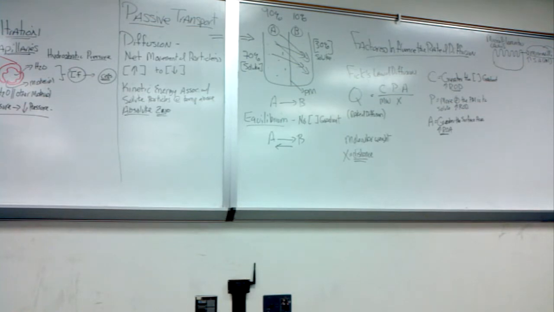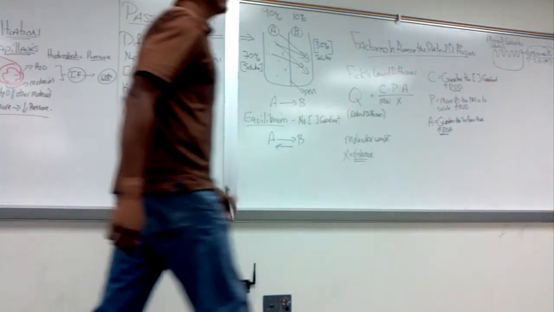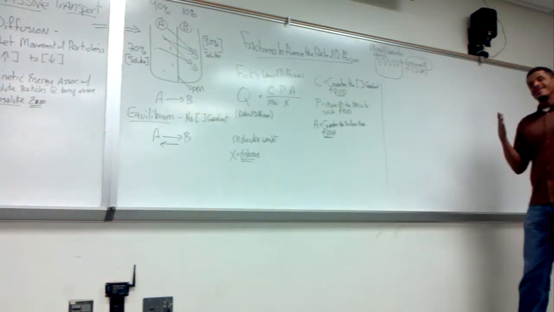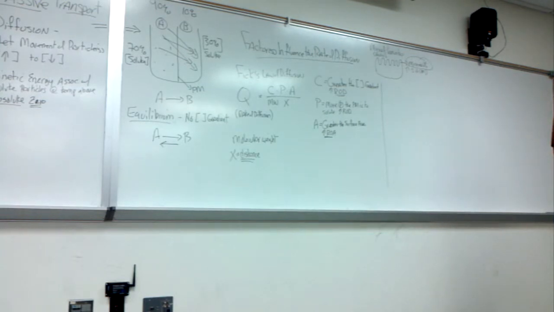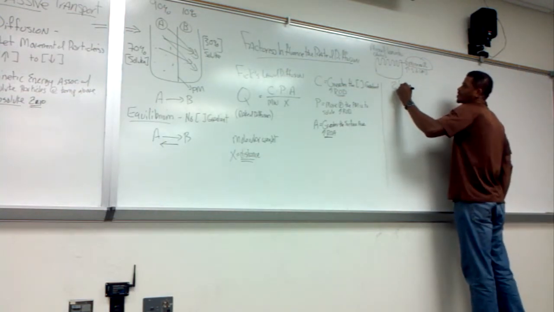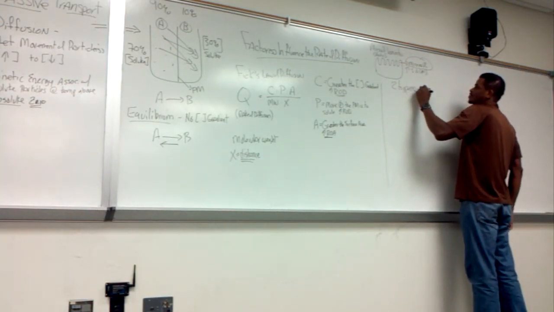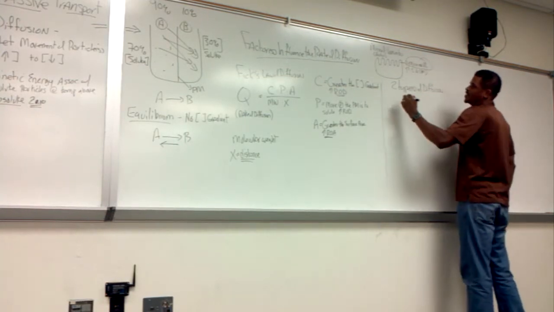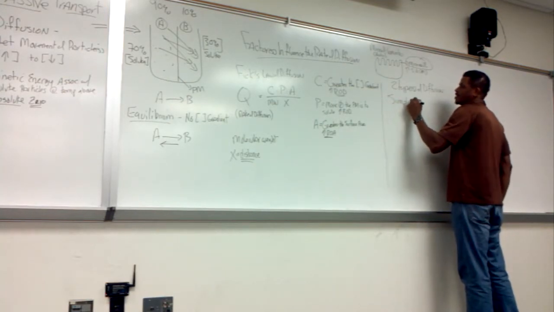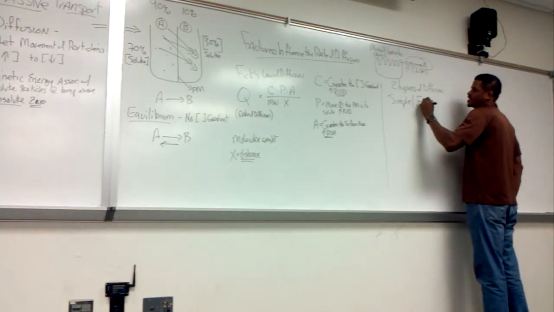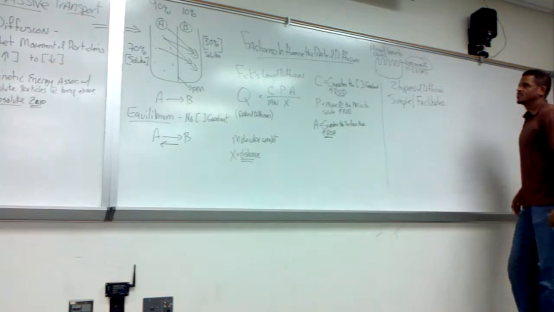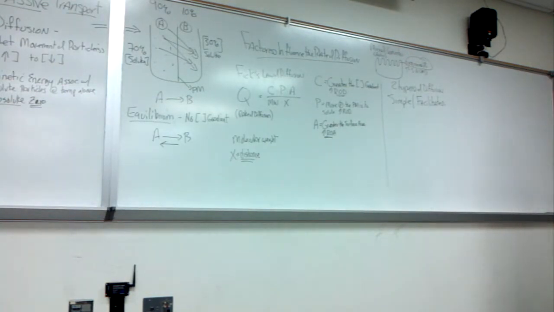Now when we talk about net movement of solute particles from a region of higher concentration to a region of lower concentration, there are two types of diffusion. We have what is called simple diffusion, and then we have facilitated diffusion. So we have two types of diffusion, simple diffusion and facilitated diffusion.